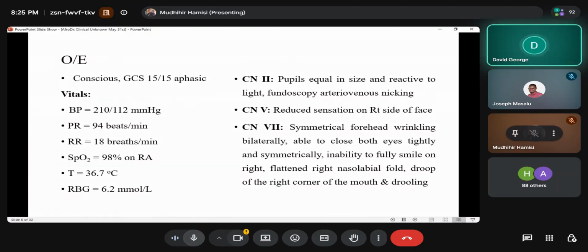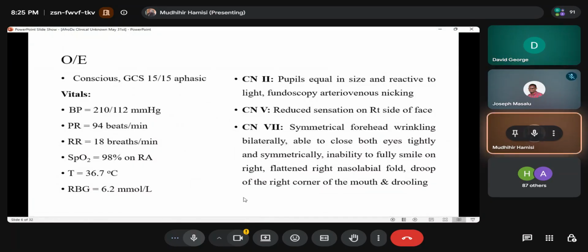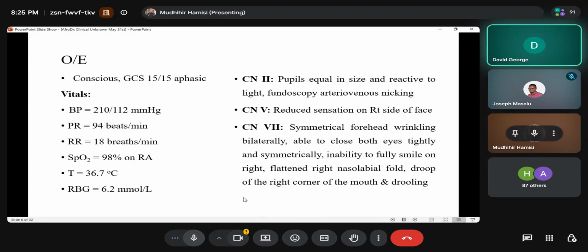Mudhihir, if you are speaking, you are muted. You can unmute yourself and speak. Hello, Mudhihir. Yes, do you hear me? Yeah, do you hear me? Yes, yes. Okay.